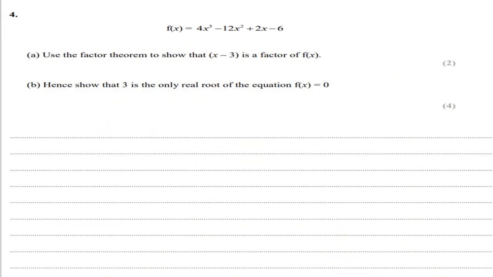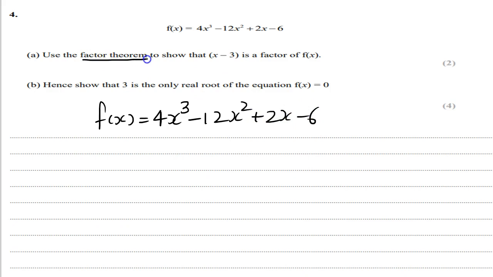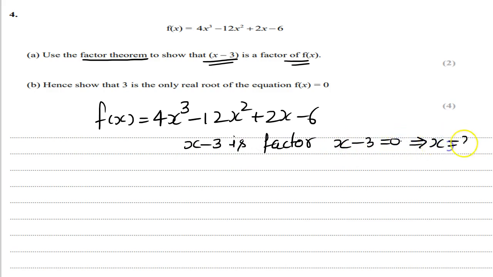If you see here, f(x) is given as 4x cubed minus 12x squared plus 2x minus 6. So let's write down: f(x) is 4x to the power 3 minus 12x squared plus 2x minus 6. Use the factor theorem to show that x minus 3 is a factor of f(x). Now see, to show x minus 3 is a factor, if you put x minus 3 equal to 0, you will get x equal to 3. So let's substitute here, in place of x, you put x equal to 3.